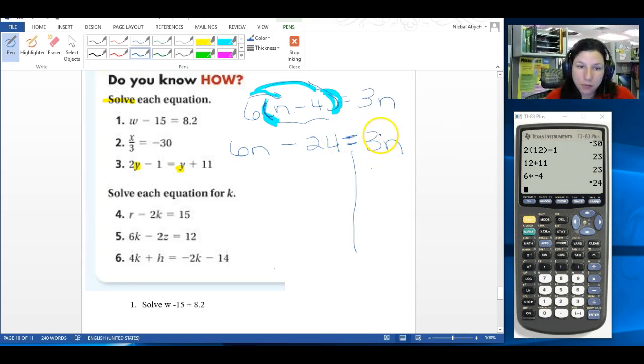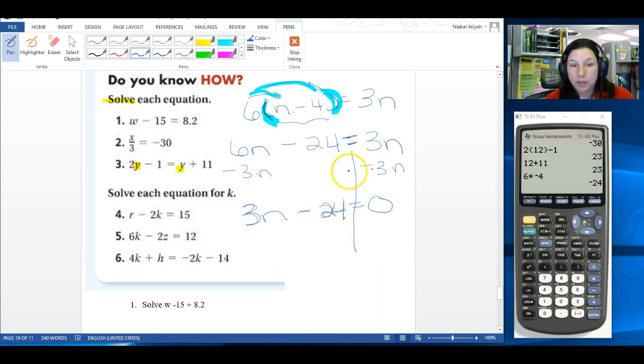Now, I could move the 3n over here. So you can do it that way. This is a positive 3n. So I'll do the opposite of that, minus. 6n minus 3n is 3n, minus 24, and then 3n minus 3n is 0. Okay, so you have to put the 0 there. Then I want to get the n by itself. What's happening to it? It's being multiplied by 3 and subtracted by 24.